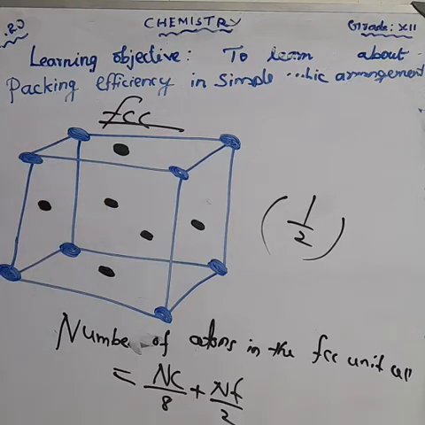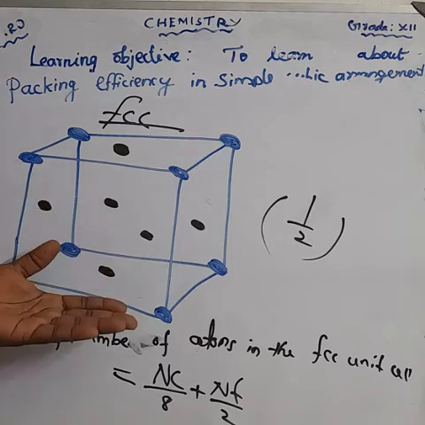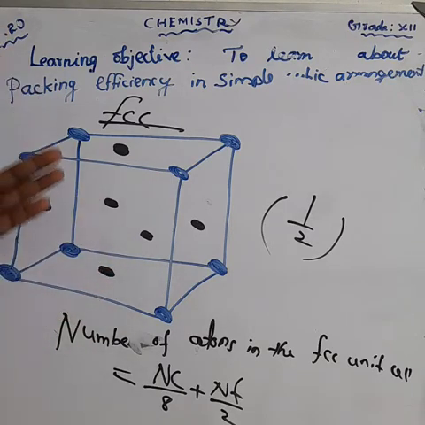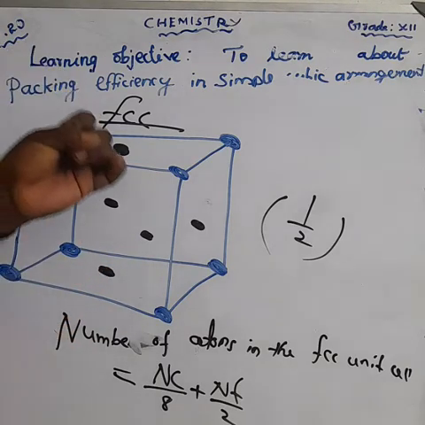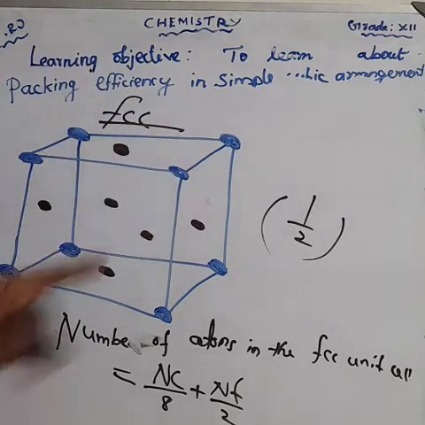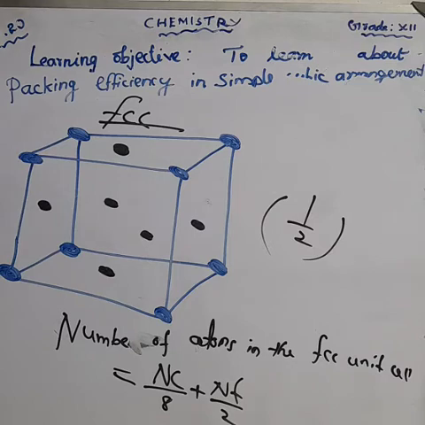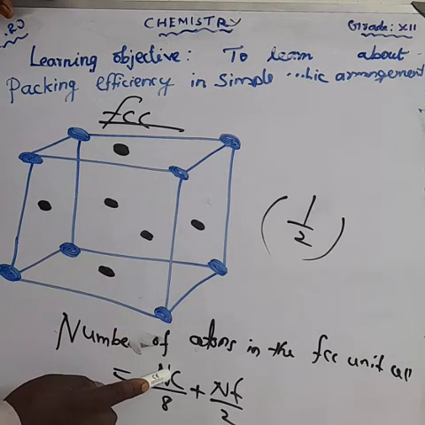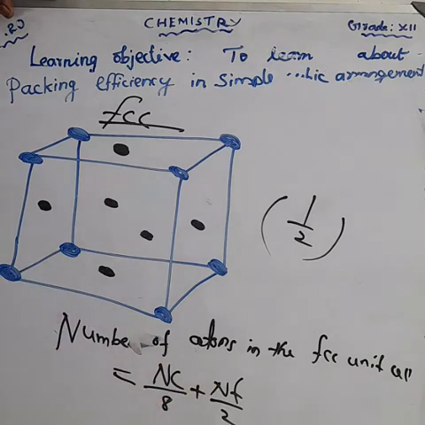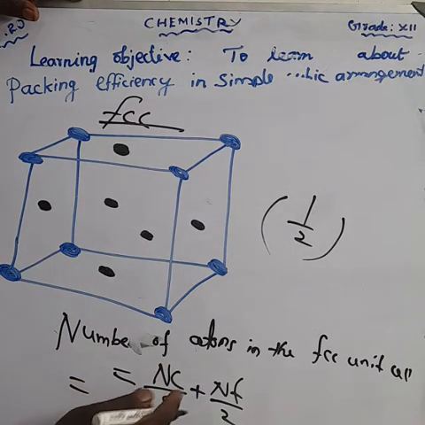What about the body-centered cubic cell formula? The number of atoms in a BCC unit cell is NC divided by 8 plus NB divided by 1. Okay, NB divided by 1. And what about the face-centered? The formula is NC divided by 8 plus NF divided by 2. So, can you say what the value is?